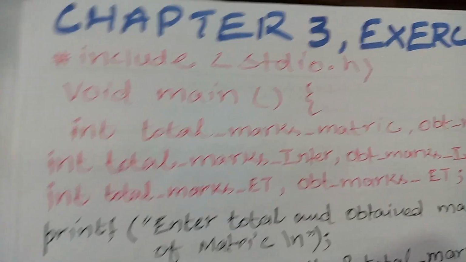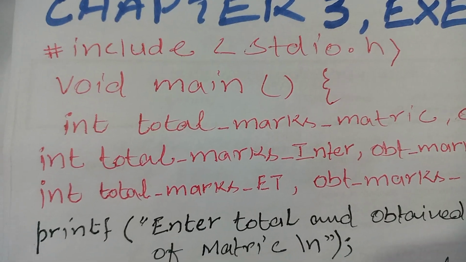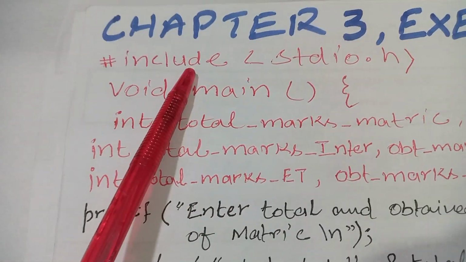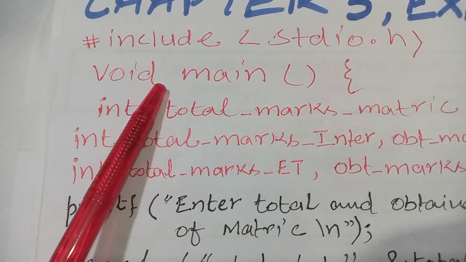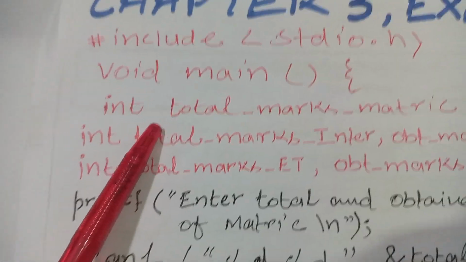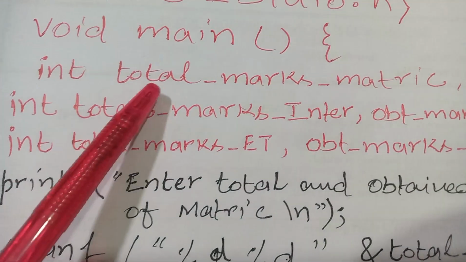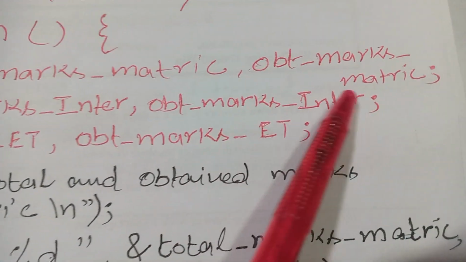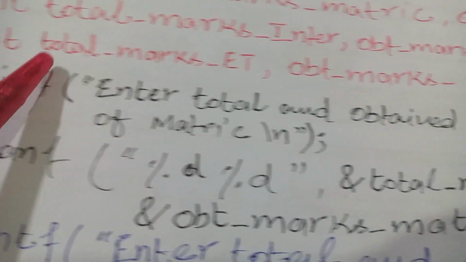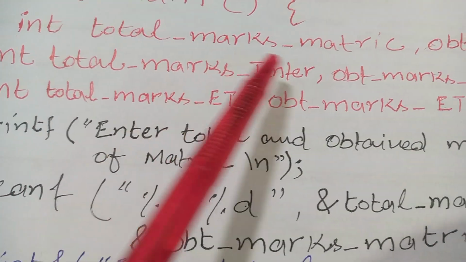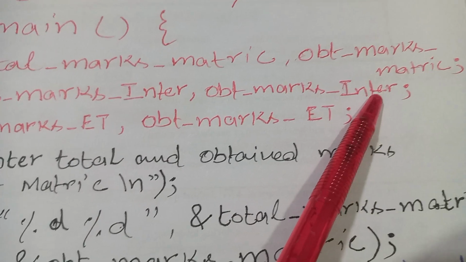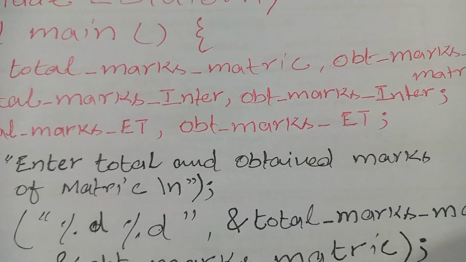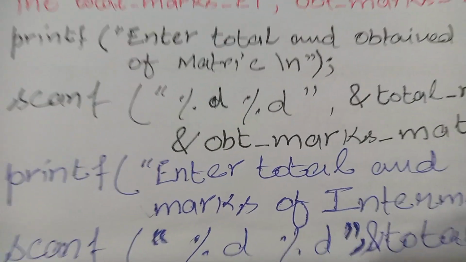As usual, the first statement is the include statement, which is here. #include <stdio.h>. After that, the main function is used, void main. After that, variables are declared: int total marks of matric, obtained marks of matric, int total marks of inter, obtained marks of inter, int total marks of entry test, obtained marks of entry test. So these are the 6 variables that you have declared.